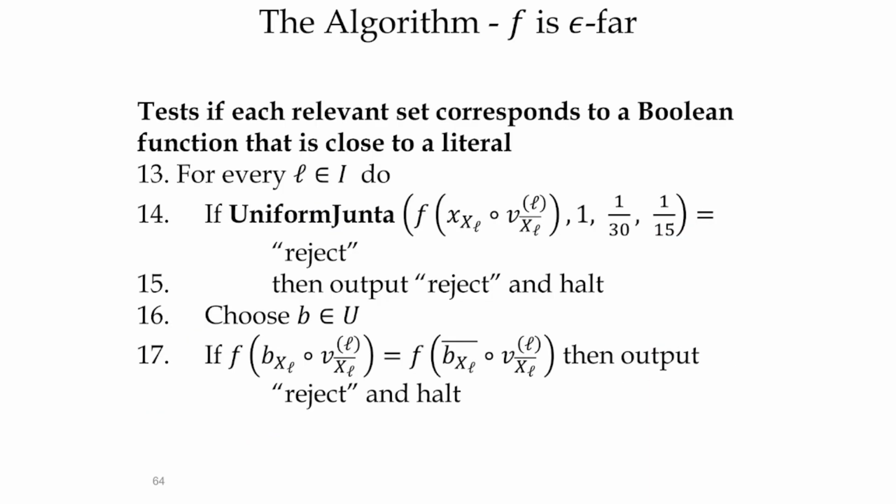Now we can continue to the third part of the algorithm. Here we can assume that our function f projected on capital X, which is f subscript capital X, is half epsilon far from a k-junta. And after this part, we either output reject or find out something else about the function, which we are going to talk about now in lemma 11.